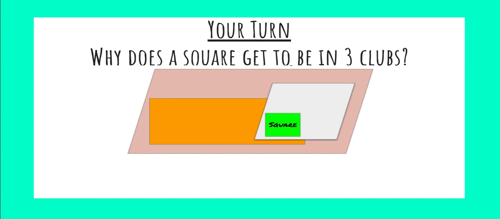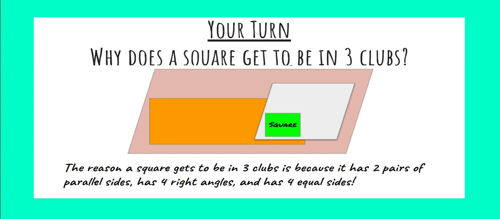Well, hopefully you had a chance to think about it. And the reason why a square gets to be in all 3 clubs is because it has 2 pairs of parallel sides, it has 4 right angles, and it has 4 equal sides. If you were to think about a parallelogram, a rectangle, and a rhombus, they have their own criteria, but only the square has access because it has all of those criteria.